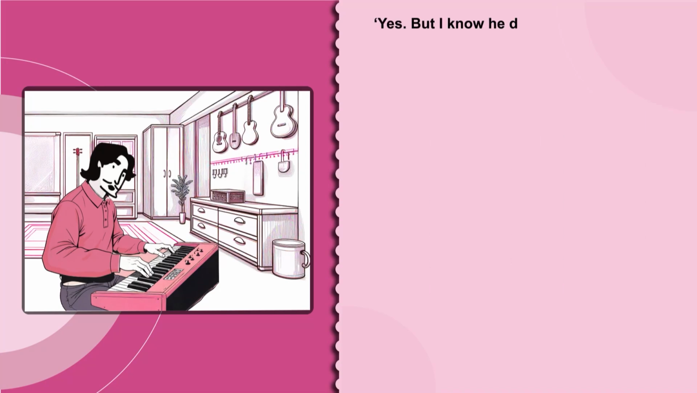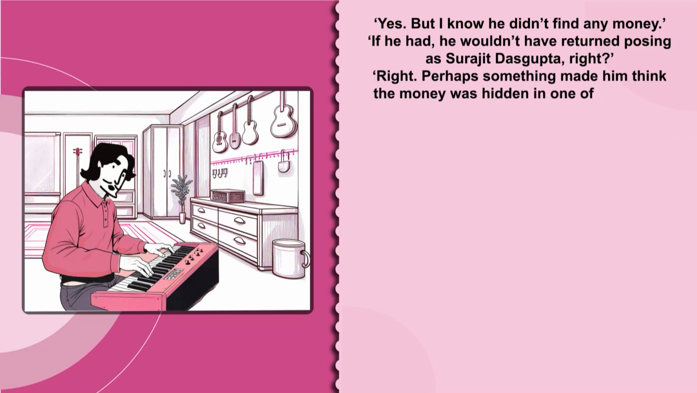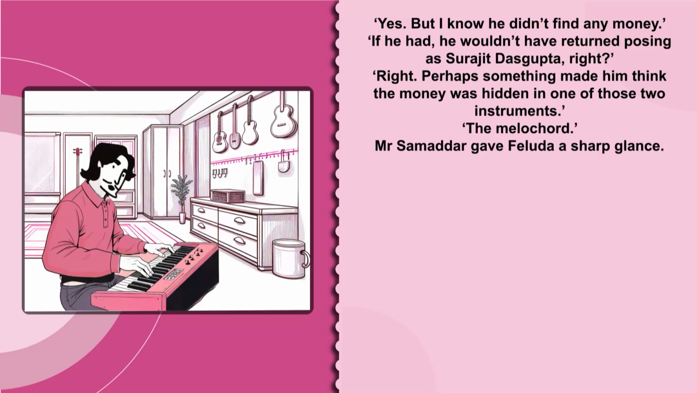Yes, but I know he didn't find any money. If he had, he wouldn't have returned posing as Surajit Dasgupta, right? Right. Perhaps something made him think the money was hidden in one of those two instruments, the melochord. Mr. Samadar gave Feluda a sharp glance. Do you really think so? That's what my instincts are telling me.